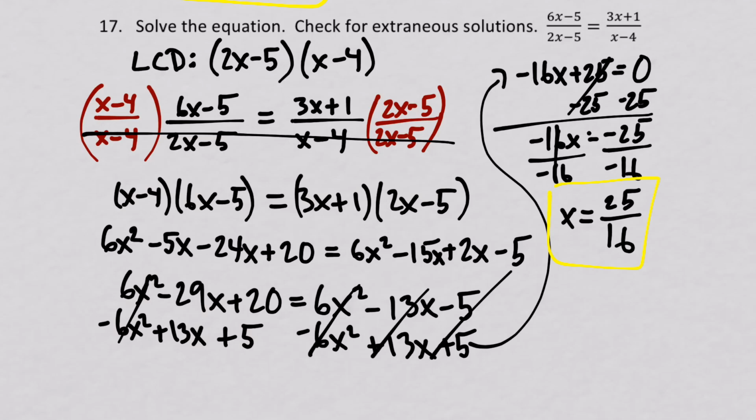There you go. Now just compare that to your excluded values, right? From the beginning, we didn't write them down, but our excluded values come from our original denominators. So my excluded values are x does not equal 5 over 2 and 4. So since those do not contradict each other, that means that x equals 25 over 16 is an actual solution. It is not extraneous. Okay, so there are no extraneous solutions, only an actual real solution.